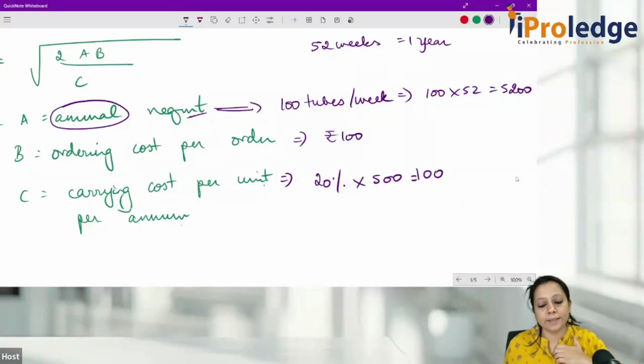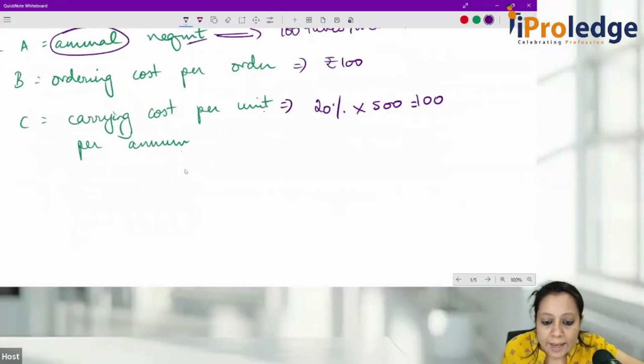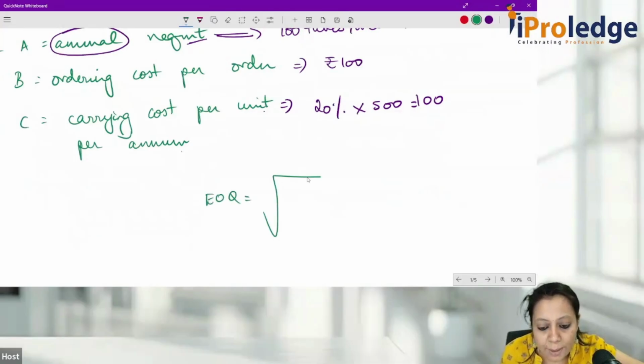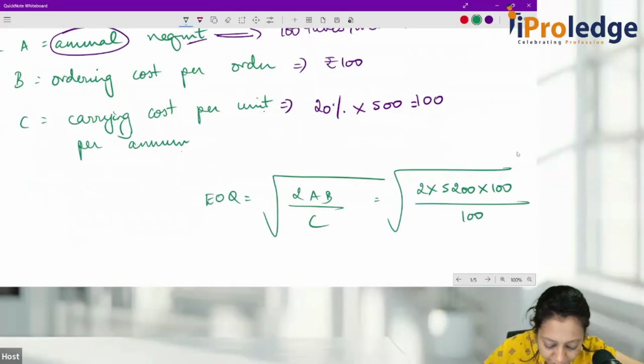So I hope everybody has written this. So A, B, and C, we have written everything. Now we just need to substitute. That is going to be EOQ is equal to square root of 2AB divided by C. Now we will substitute that. That is going to be 2 into A was 5200, B is 100, divided by C is also 100. So come on, do it, everyone.